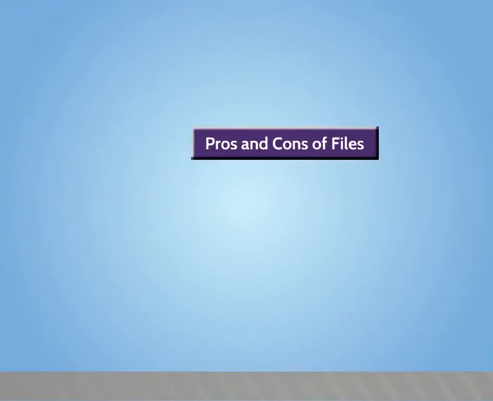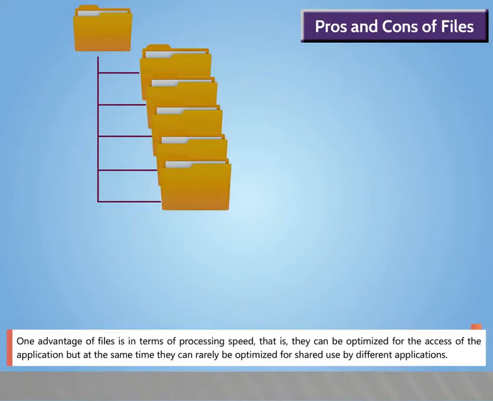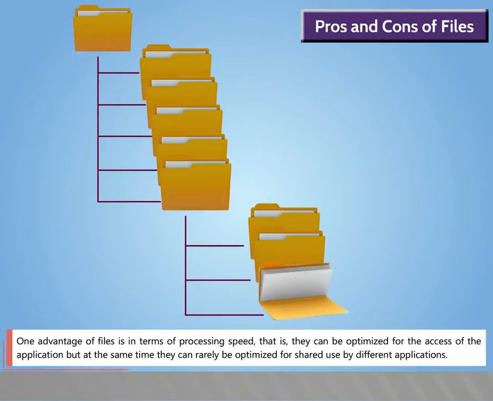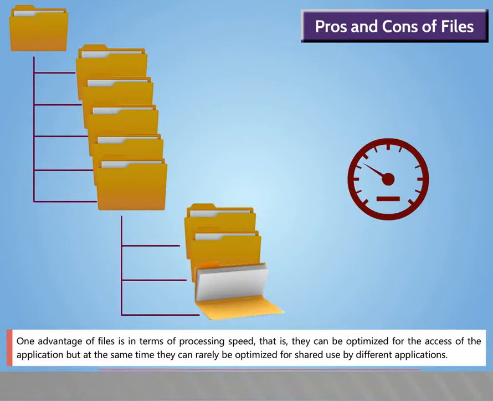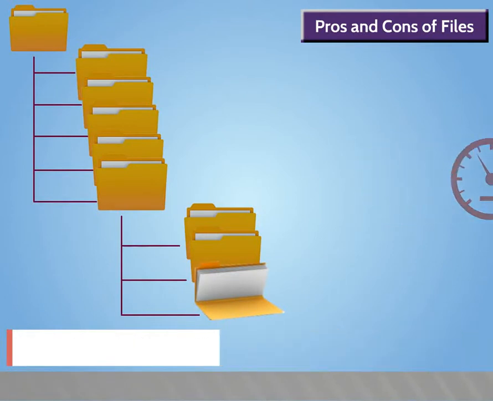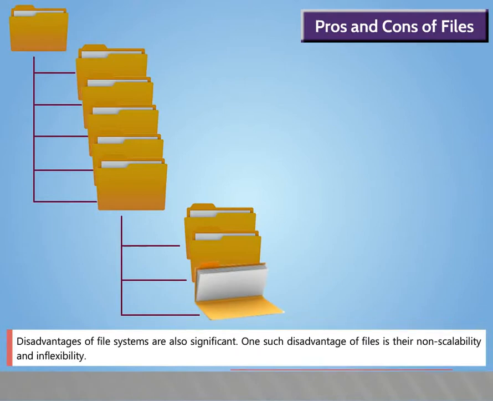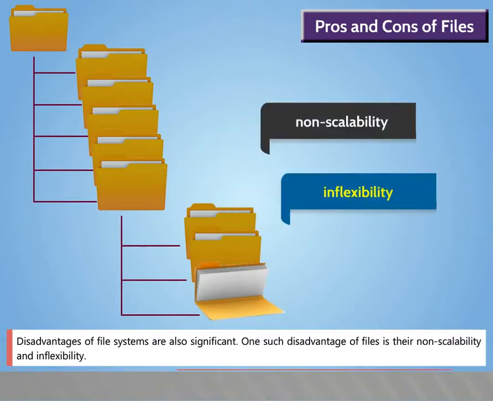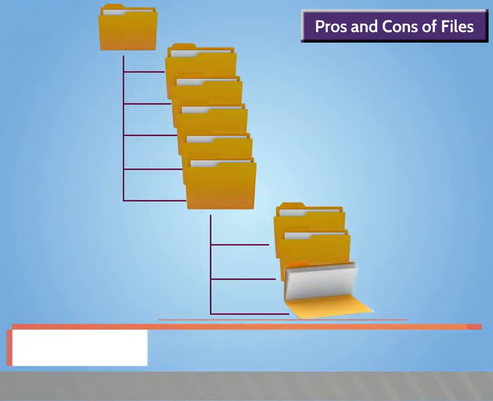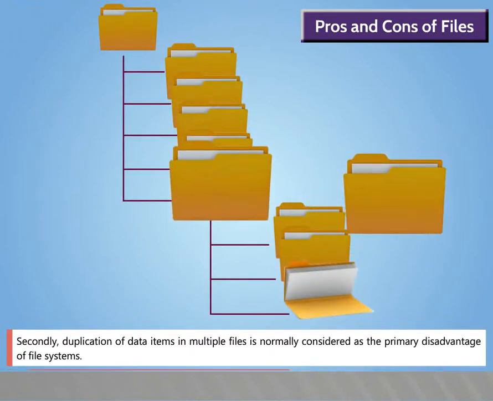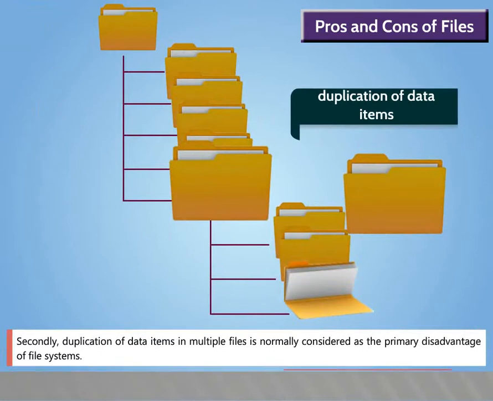Pros and cons of files. One advantage of files is in terms of processing speed, that is, they can be optimized for the access of one application, but at the same time, they can rarely be optimized for shared use by different applications. Disadvantages of file systems are also significant. One such disadvantage of files is their non-scalability and inflexibility. Secondly, duplication of data items in multiple files is normally considered as a primary disadvantage of file systems.